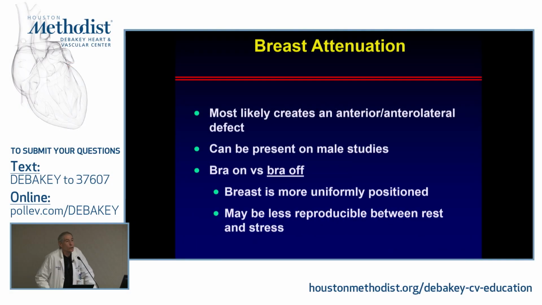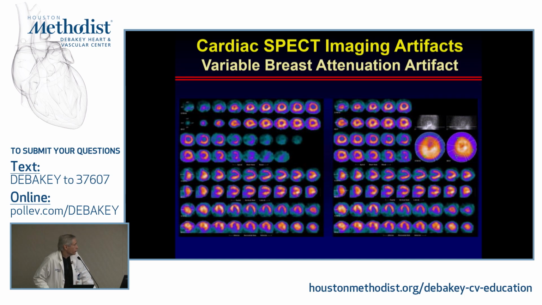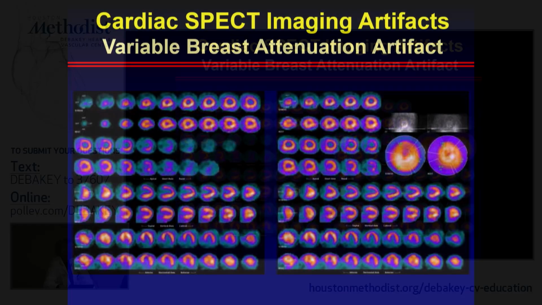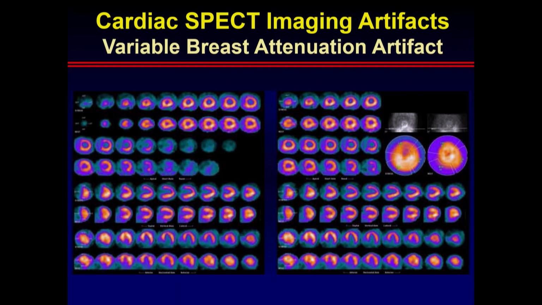It's important when we do our imaging in women that we actually image them the same way when we do stress and rest imaging. Because if you image differently, you'll get different results. So this is an example of a patient with a variable positioning of the breasts during imaging. On the top scan, you'll see that the anterior wall looks very hypoperfused. But on the bottom scan, on the rest study, it looks totally normal.